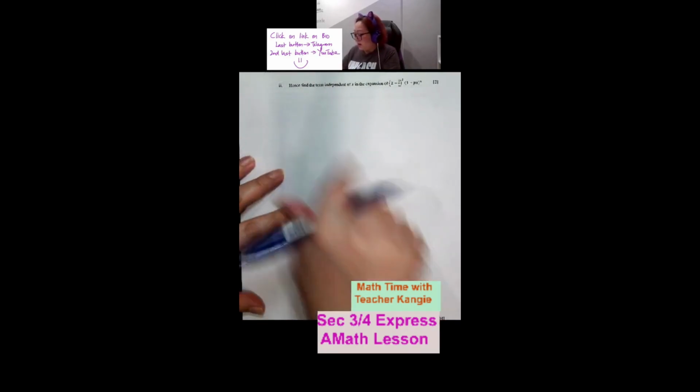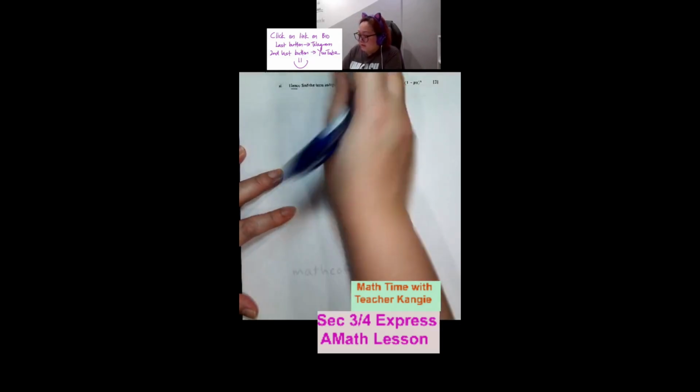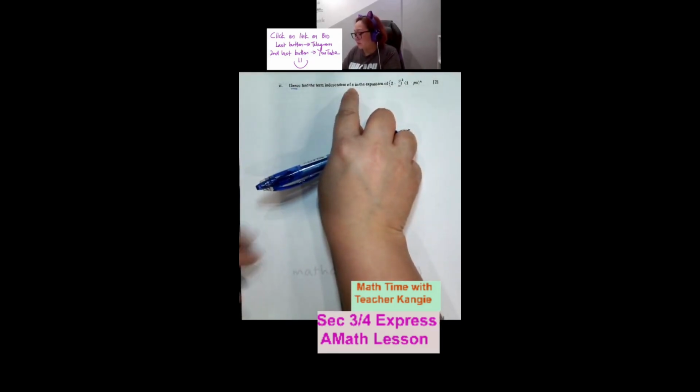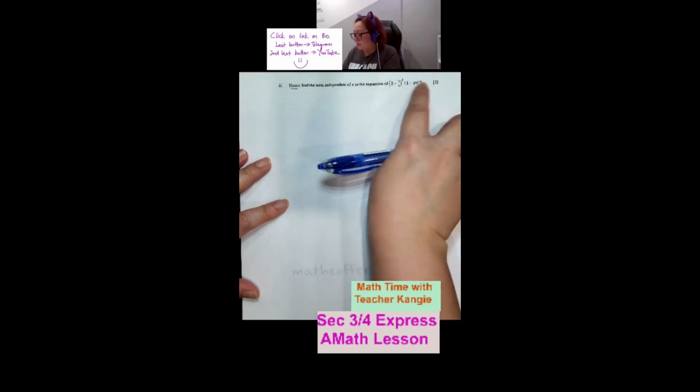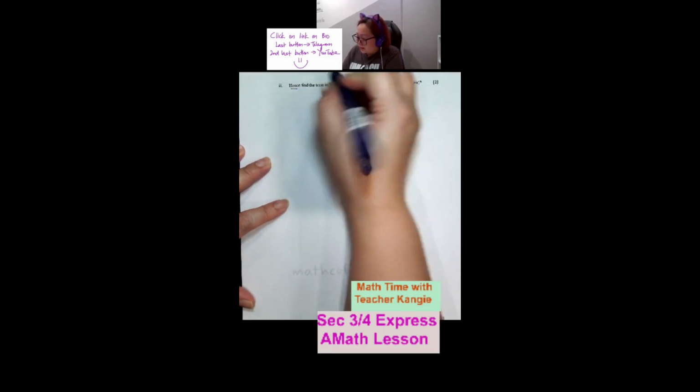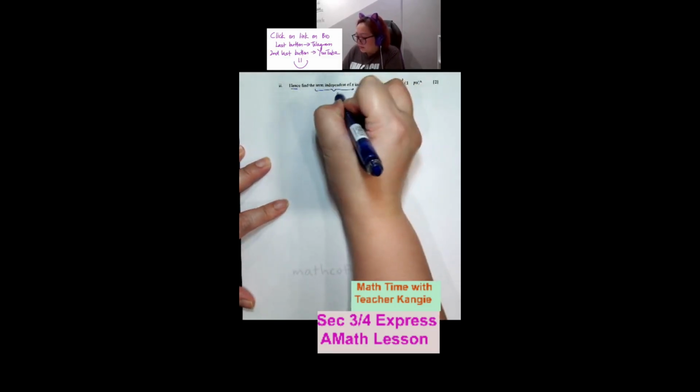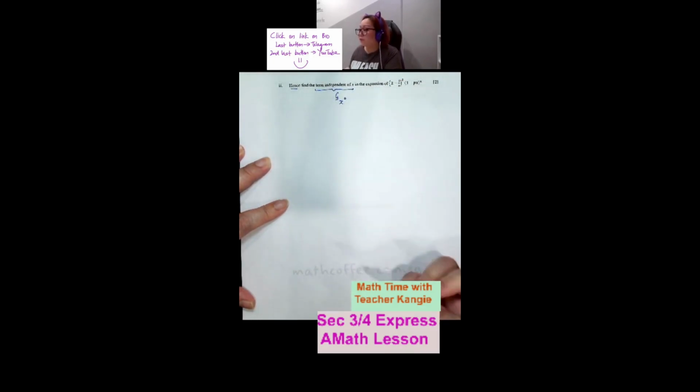Okay, so now in this part 2, they ask, hence, find the term independent of x in the expansion of this one multiplied by this one. So you need to know that term independent of x means x to the power of 0. It means it's the constant. So constant, you need to know, is x to the power of 0, because x to the power of 0 is 1.